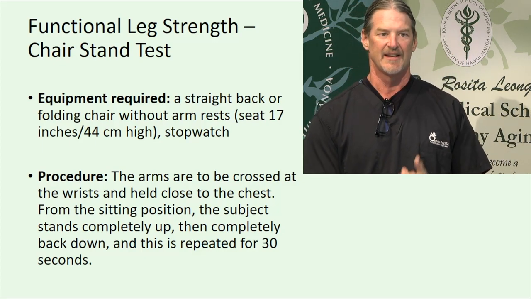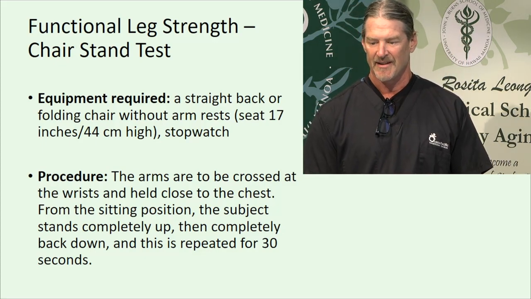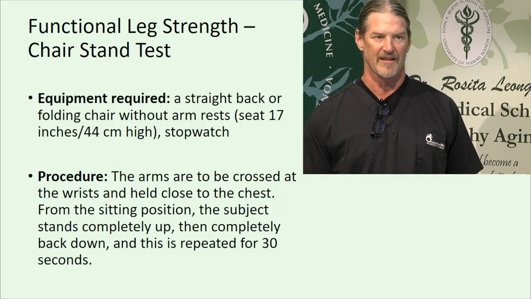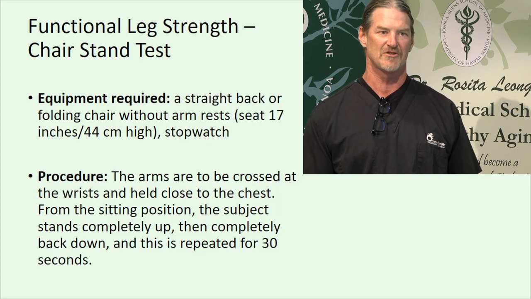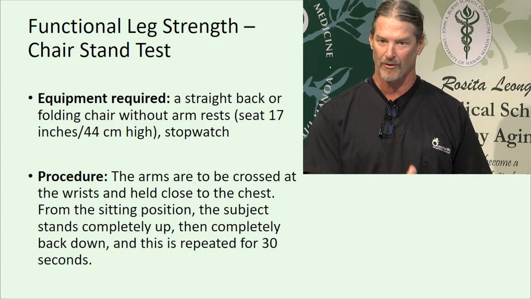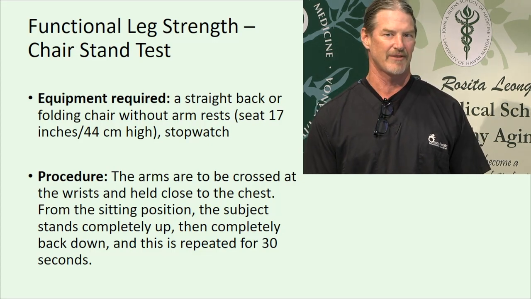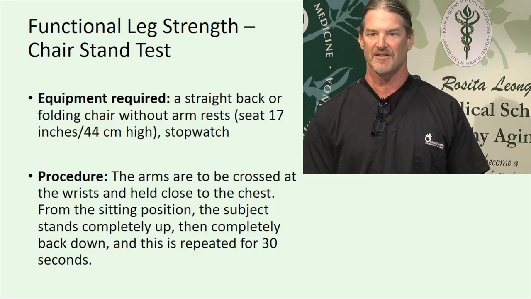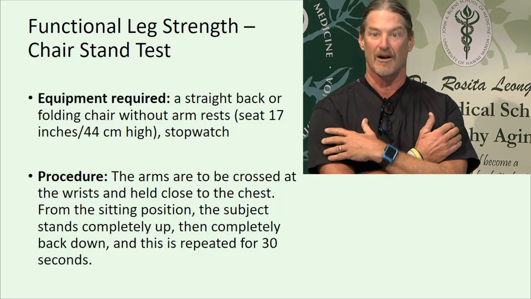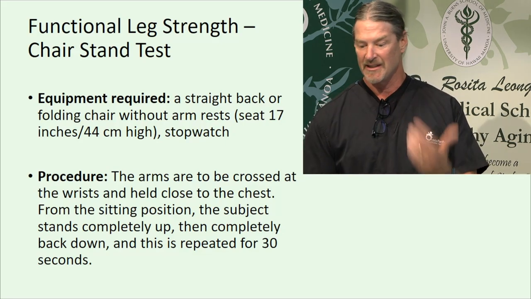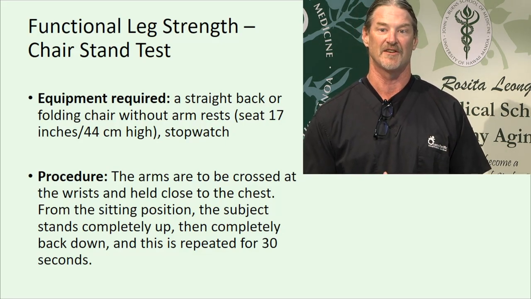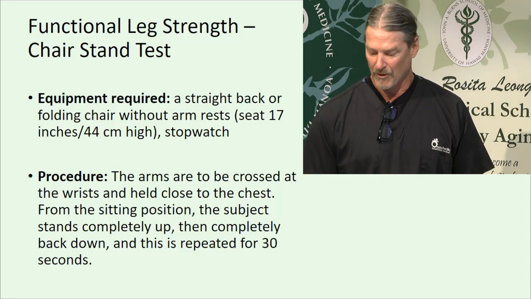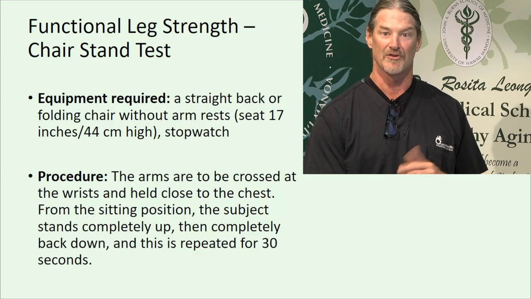So it's basically going from sitting to standing, and you're going to fold your arms, and you're going to sit down, and you want to sit in a chair that is not too high. The average chair is about 17, 18 inches from the floor. So if you have an average kind of folding chair, that would work. And you basically are going to go from sitting to standing without using your arms as many times as you can for 30 seconds. I'll just demonstrate that, and then we'll talk about the results.